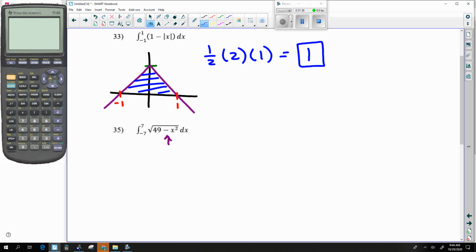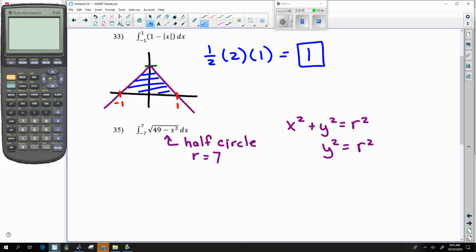All right, this is a half circle with a radius of 7. Okay, I've done enough problems that I recognize what I recognize. Again, the equation of a circle is x squared plus y squared equals r squared. So what is happening here is they subtracted x squared, and then they square rooted. Now, technically, it could be a full circle. It would be plus minus. So what is missing is the minus.